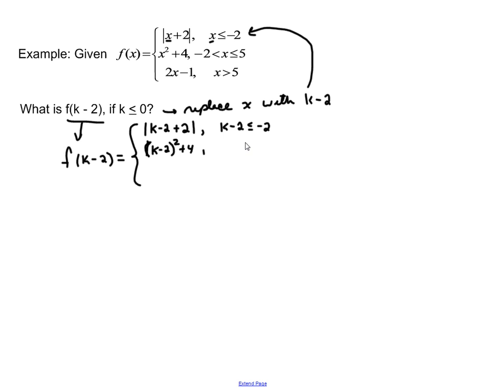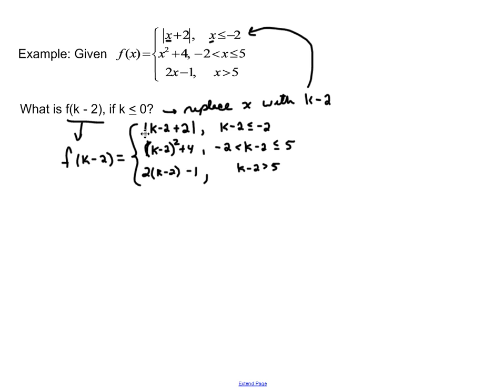And in this case, k minus 2 instead of x is between negative 2, less than or equal to, come on, Professor Peoples, pay attention. k minus 2 is greater than negative 2, but less than or equal to 5. And then finally, 2 times the quantity k minus 2 minus 1, whenever k minus 2 is greater than 5.